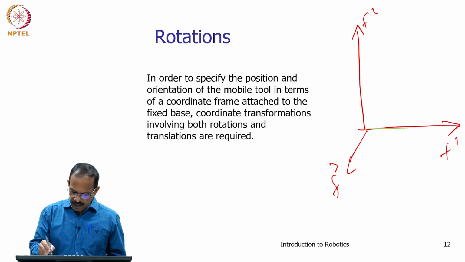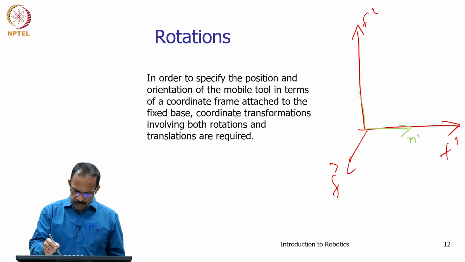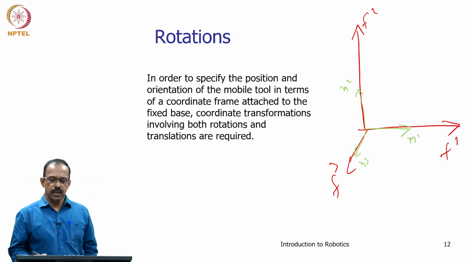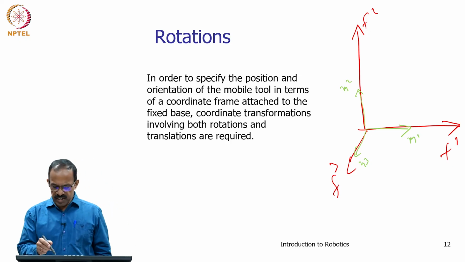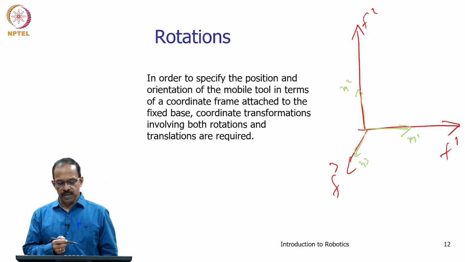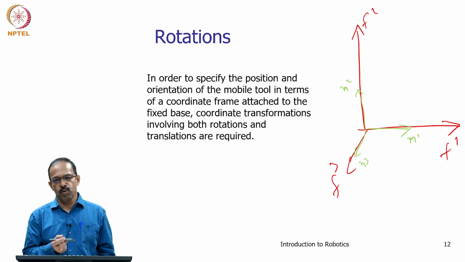Now, I will define M1, M2 and M3. So, these two frames initially are aligned, they have the same origin. So, there can be two ways it can actually transform or move.